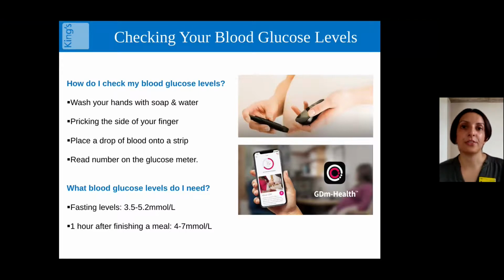The other points of testing through the day will be 1 hour after you've finished eating each of your main meals, so breakfast, lunch, and dinner. We ask you to complete the test at the 1 hour point because that gives us the most accurate reading as to what's going on with your glucose levels internally. And those readings, we're aiming for those to be between 4 and 7.